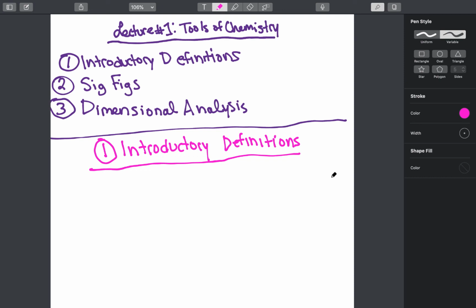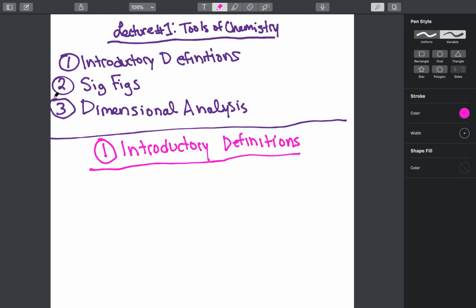So today we're going to begin our process of learning General Chemistry 1. This first lecture is called The Tools of Chemistry. In this lecture I'm going to be going over some of the basic tools, mathematics that are needed to understand chemistry. This lecture will include three main topics.